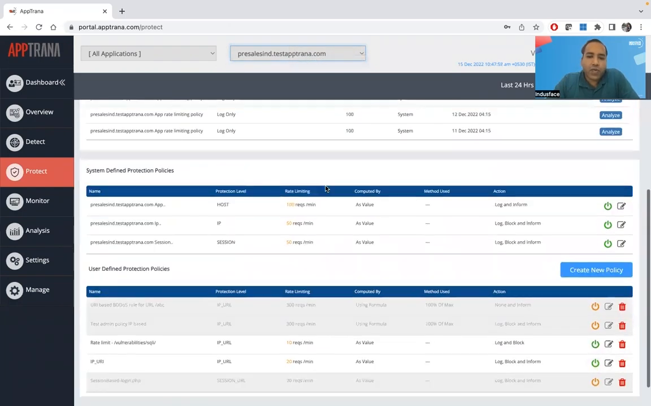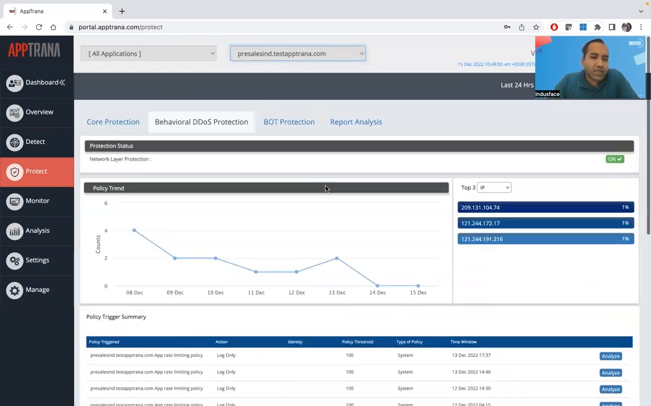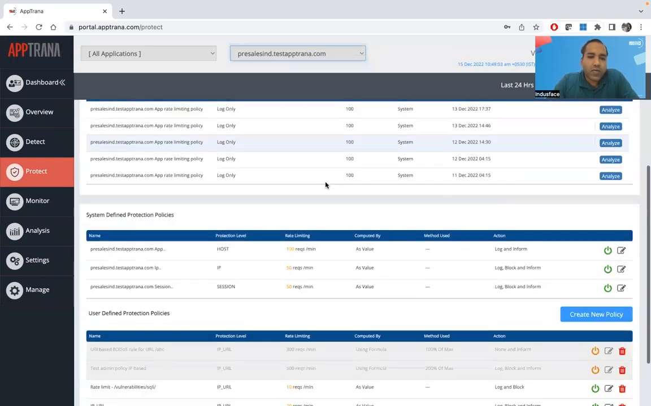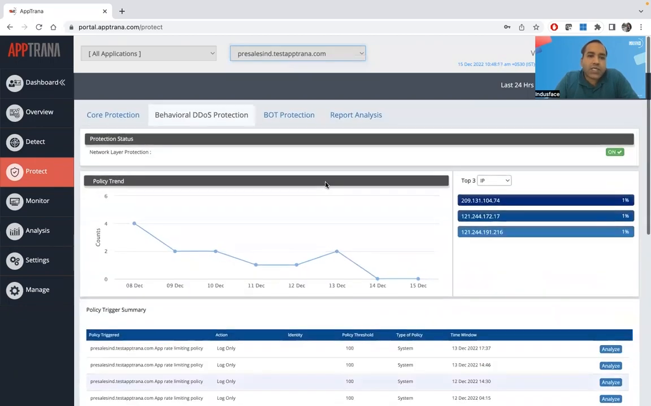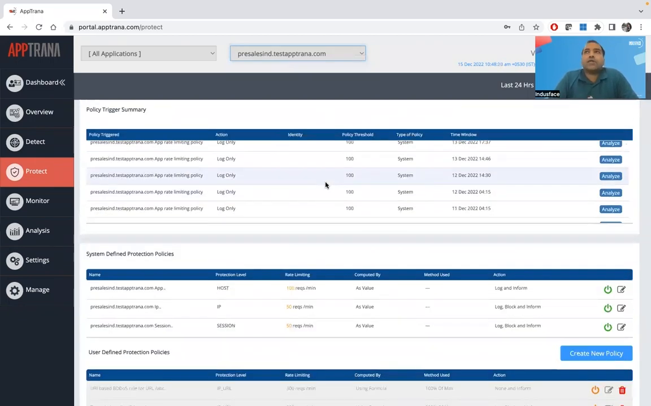Before I go into the details, these are the trends of the DDoS attacks and how the DDoS attacks are happening. But before I go into it, what I'll talk about is how we go about providing DDoS protection. We call it behavioral-based DDoS protection, and the reason is we don't ask customers to give static rate limits. Instead, we tell the customers the behavior of the site.